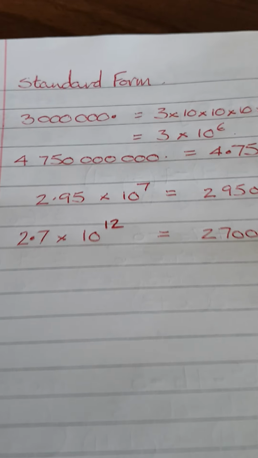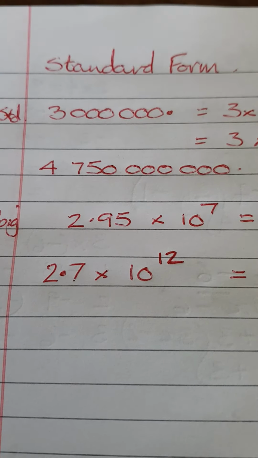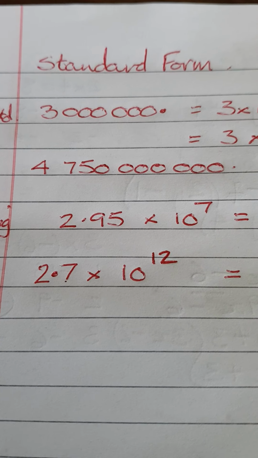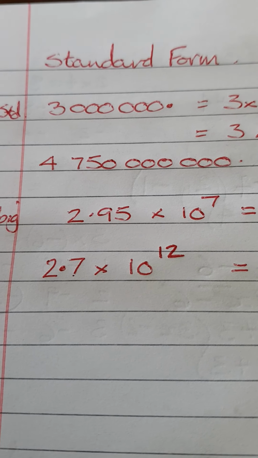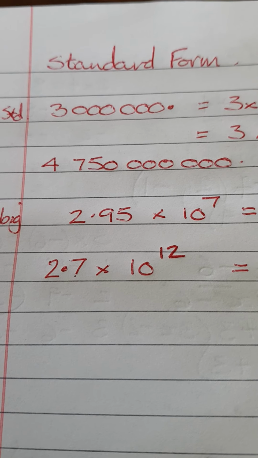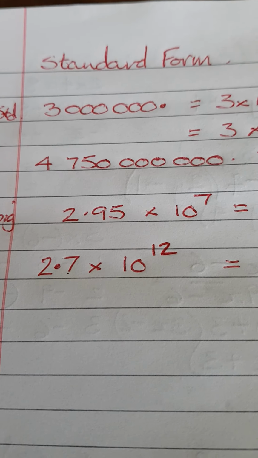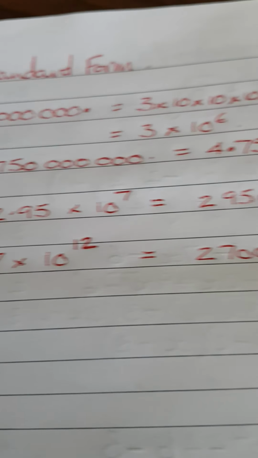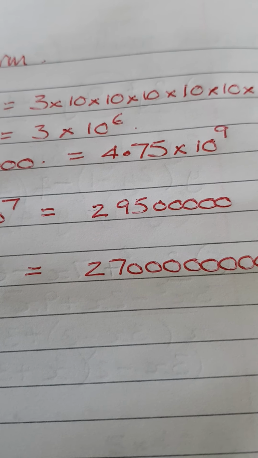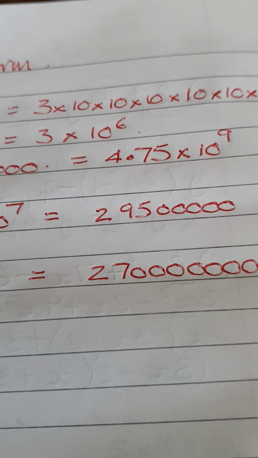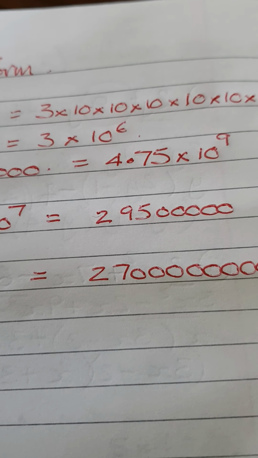If you look at the number, it's a 3 followed by 6 zeros and then a decimal point, although we don't normally write that. So what we have to do in order to get to standard form is change it into a format which looks like a number between 1 and 10 times 10 to the power of the number of times you move the decimal point.